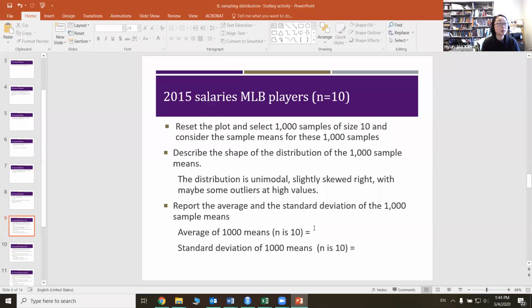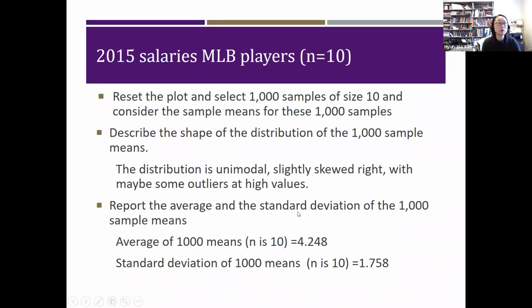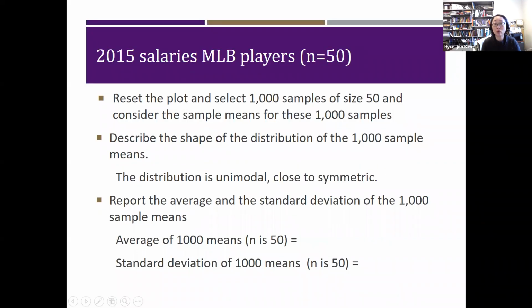4.248 and 1.758. Sound good? Okay, so we're going to do the same thing for a sample size equal to 50.